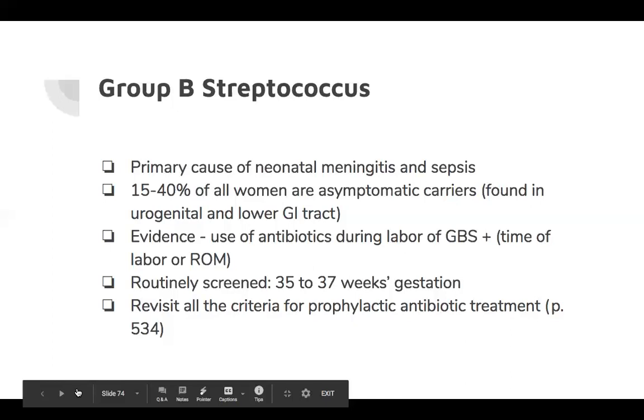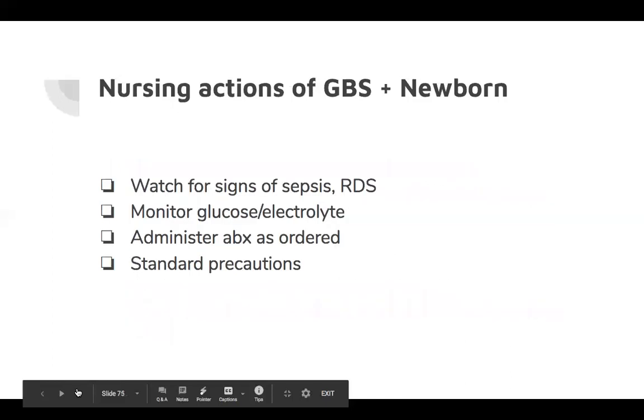And then I have the last slide. Revisit all the criteria for prophylactic antibiotic treatment on page 534. I would revisit page 534. So nursing actions is watch for signs and symptoms of respiratory distress, monitor those blood sugars, administer antibiotics as needed, and maintain standard precautions for the GBS positive.